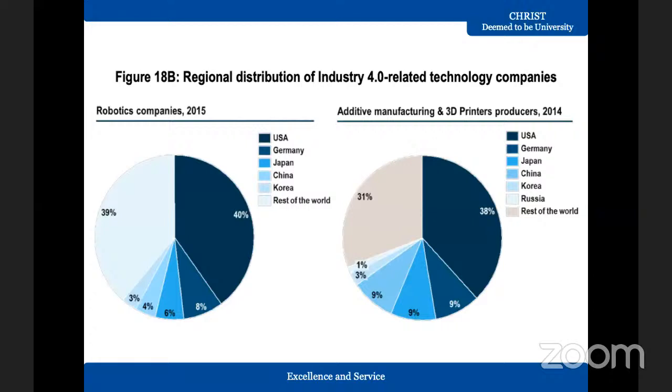This is the regional distribution of industry 4.0 technology companies. Here you see 40% of the companies are in the United States of America, 8% in Germany, Japan 6%, China 4%, Korea 3%, and rest of the world 39%. This is robotic companies in 2015. Then comes additive manufacturing, another booming technology, right? 3D printing, where again the US is leading, next to Germany, Japan, China, Korea, Russia, and the remaining countries in the world.